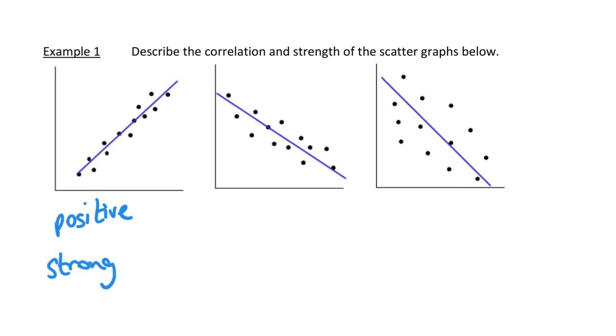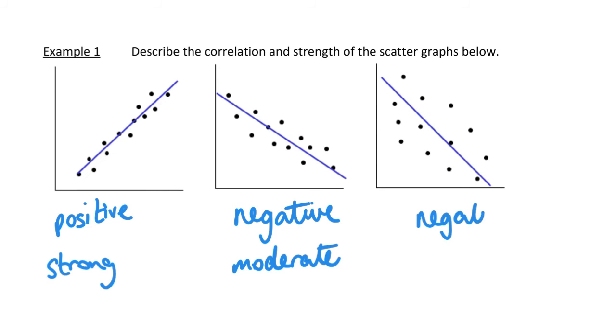In the second one, we can see it's generally sloping down the way. The line of best fit goes down, so that means it's negative correlation. And the points aren't as close as the first one, but they're still quite close to the line, so we would say that's of moderate strength. Whereas the last one, again, we can see it's going down the way. It's negative correlation. It's not quite no correlation, but it's pretty close. But the points are all quite far away from the line of best fit. So we describe that as weak negative correlation.